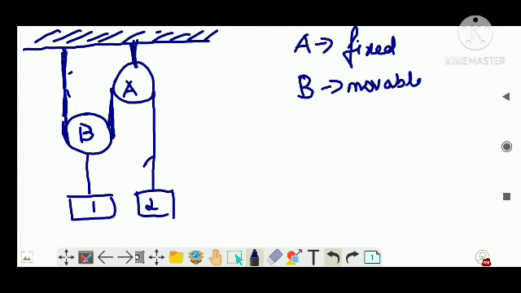We have to draw the tension. Let's say this is tension, and this will be 2G. Here there will be tension, and there will be, sorry, 1G. Sorry for making the mistake. And there will be tension.